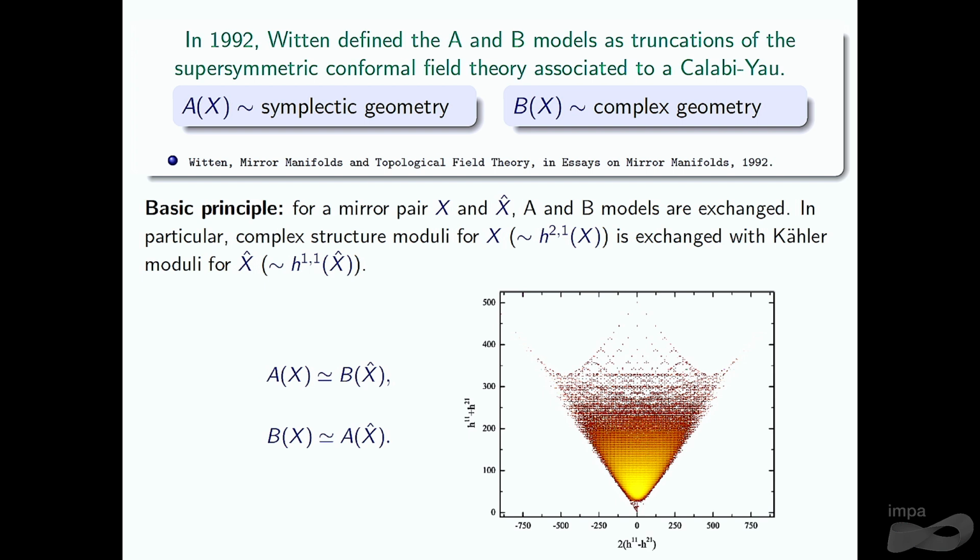I guess the person who clarified what mirror symmetry means for mathematicians was Witten in this influential paper. He told us that if you start with this physical object called the superconformal field theory associated to a Calabi-Yau, then there are two simplifications of the theory called the A model and the B model. The A model has to do with the symplectic geometry of the Calabi-Yau, and the B model has to do with the complex geometry. The basic principle is that if you have two mirror pairs, whatever this means, then the complex geometry of one Calabi-Yau is going to be exchanged with the symplectic geometry of the other one, and vice versa. In particular, the complex structure moduli space is going to be exchanged with the Kähler moduli.